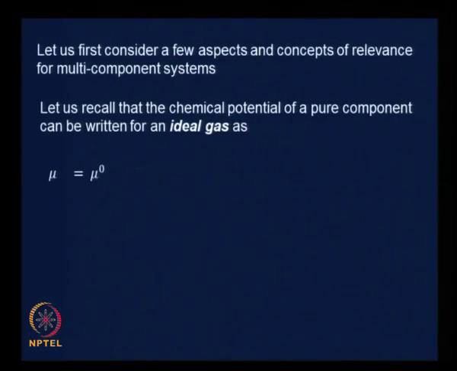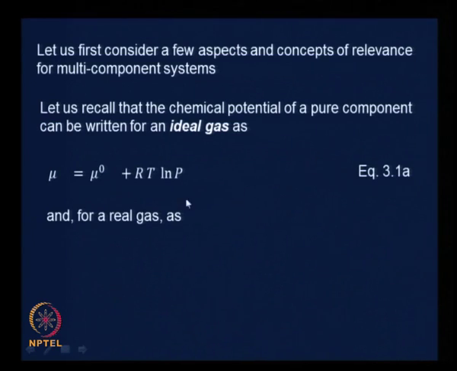Yesterday we started looking at multi-component systems. We initially started out with the ideal gas, and since we are doing everything in terms of the chemical potential, we had written down the chemical potential expressions for an ideal gas, which we had already seen in the earlier module, the third module.